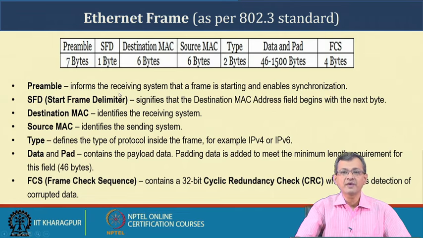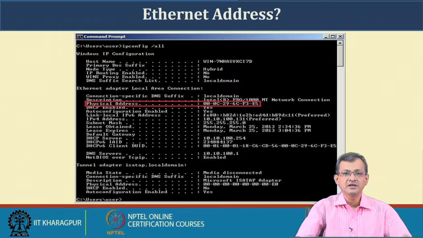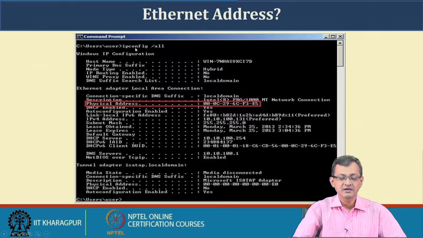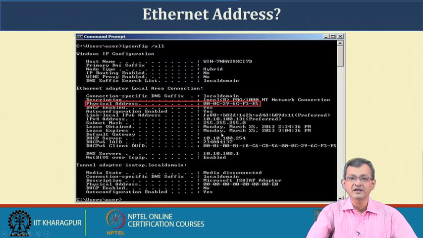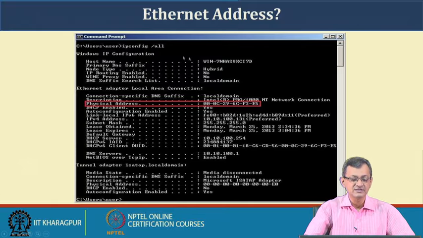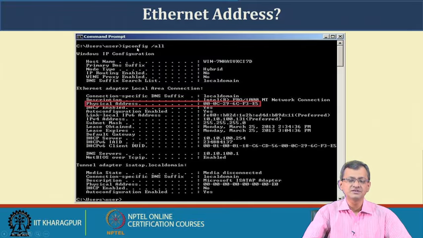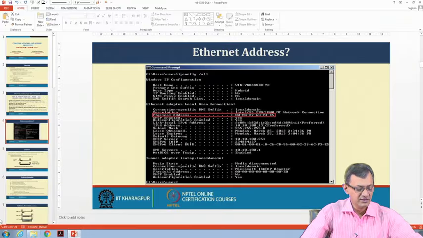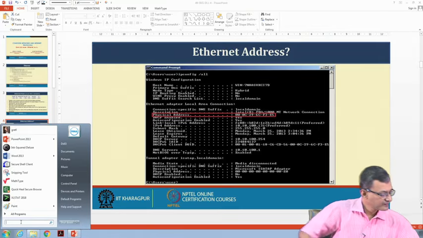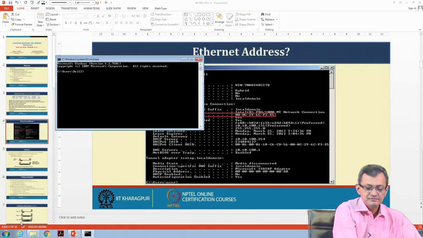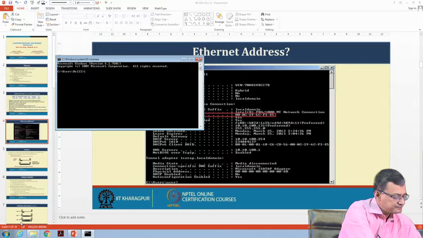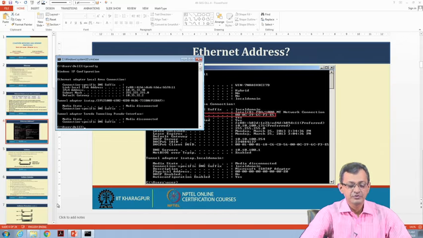Now, how do I know the MAC address? Many of you might have tried. In Linux, there is a command called ifconfig. If you give /all, then it gives the MAC address. In Windows, there is ipconfig. Let us just try if it works. Right. Now, let me see whether I can expand it.